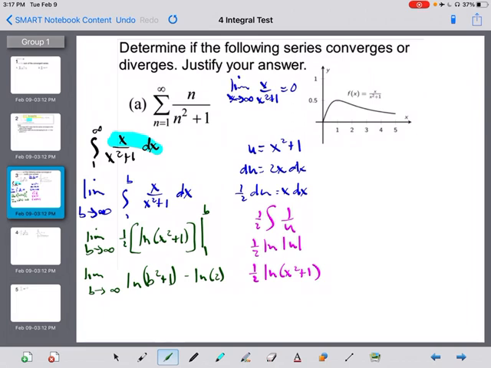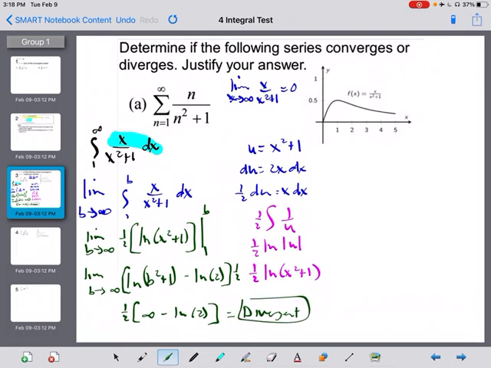And don't forget, I'll sneak it in at the end, I'm just going to put times the 1/2 there. I just don't want to erase. So I should be good there. And so this should be 1/2 times infinity minus the natural log of 2. That is not an indeterminate form. This is just equal to divergent.